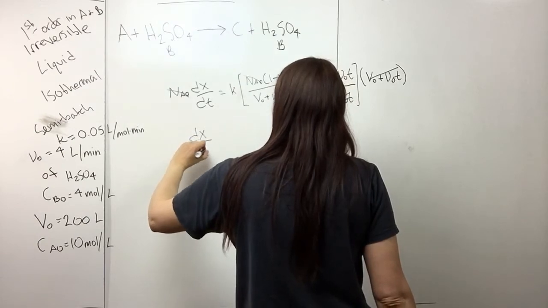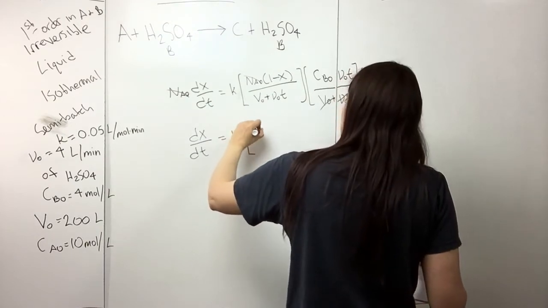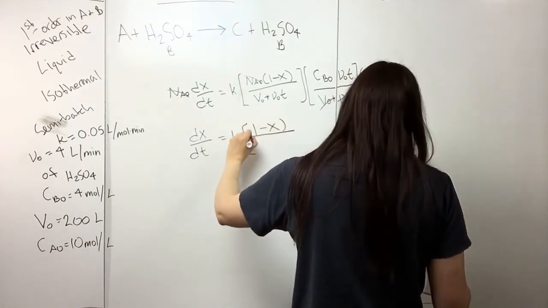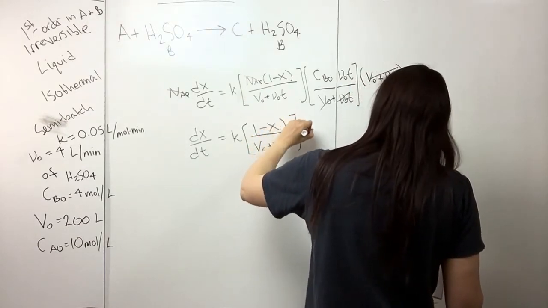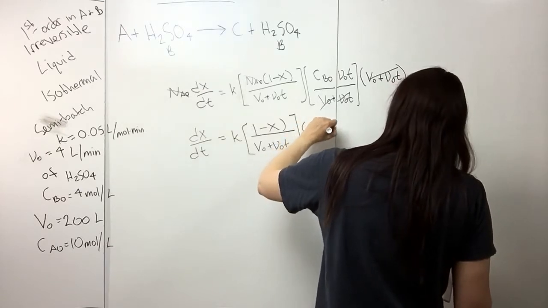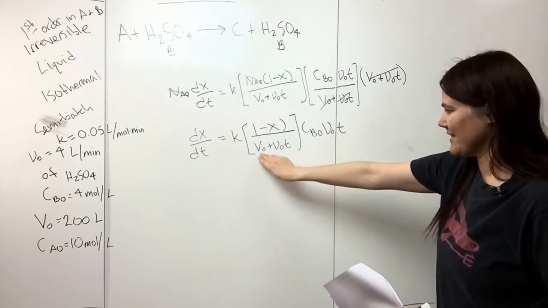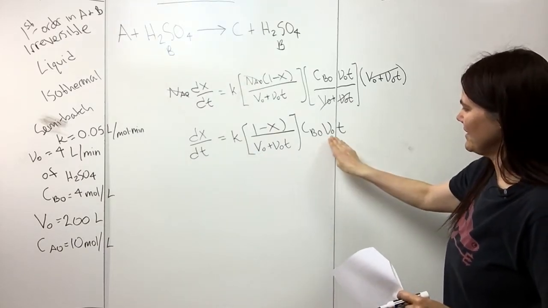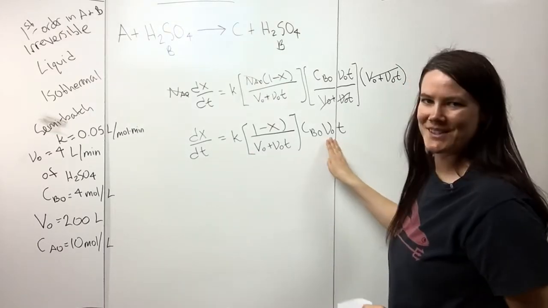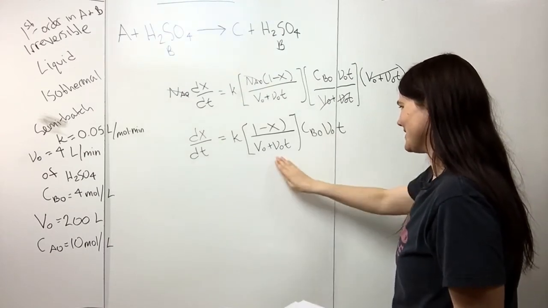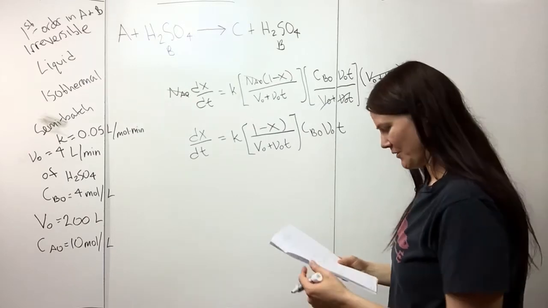dx dt is equal to k (1 minus X) over V naught plus V naught T, CB naught V naught T. And when you're writing volume versus a volumetric flow rate, just be really careful to write them differently, because they look the same. Just make sure that you write those so you can distinguish them.